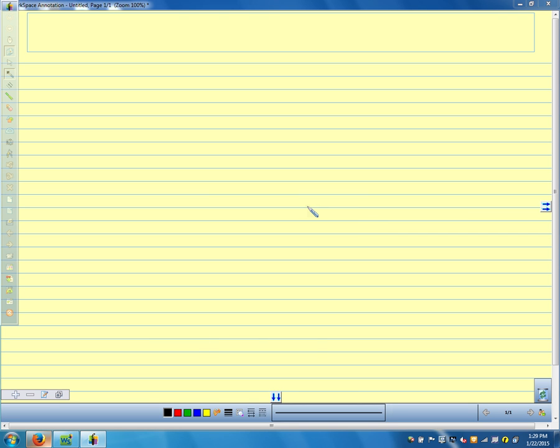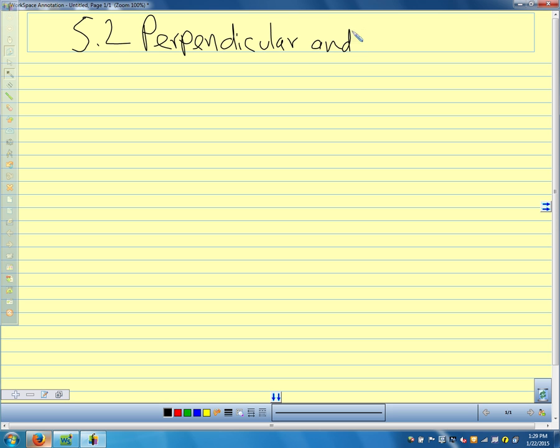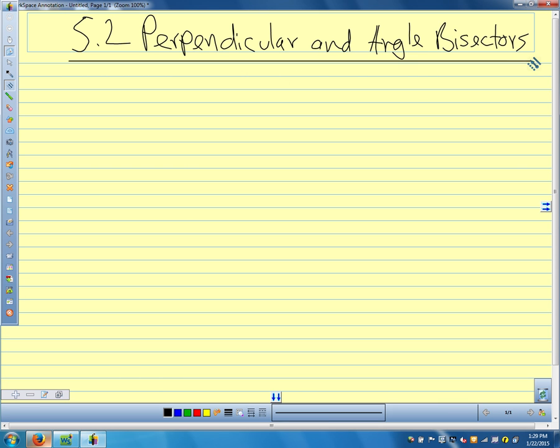Okay, so we're in section 5.2. We're going to talk about perpendicular and angle bisectors. But before we get to our theorems, let's have some reminders about the vocabulary we're using here.